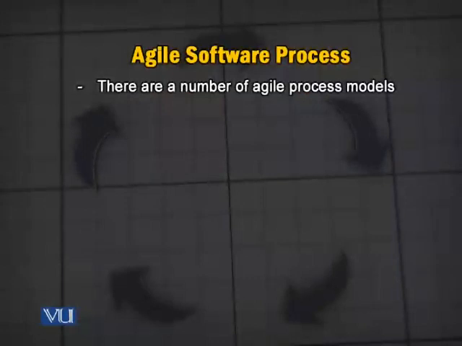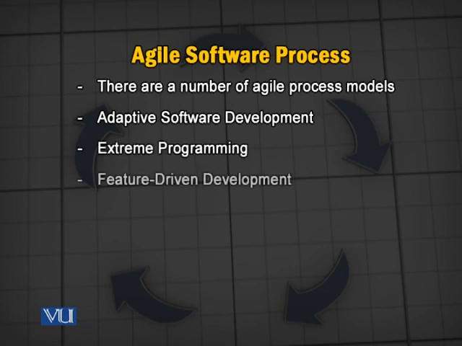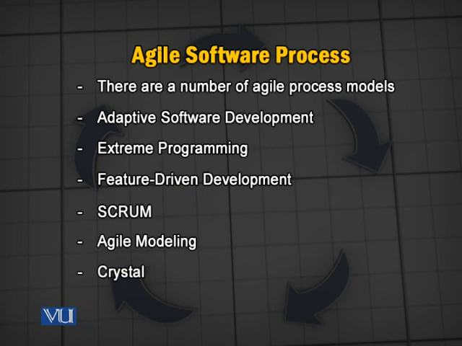As I said, there are a number of development process models which relate to the Agile philosophy. To name a few of them, let's talk about the adaptive software development. Then there is extreme programming. Third is feature-driven development. Then there is Scrum, Agile modeling, and Crystal family of methods. So these are just to name a few of them.